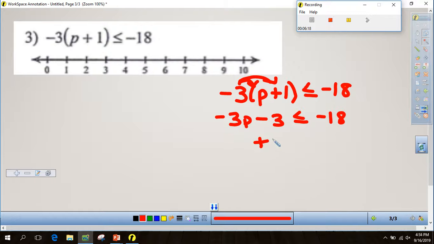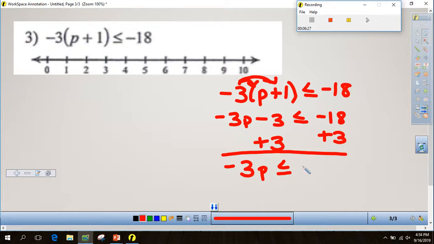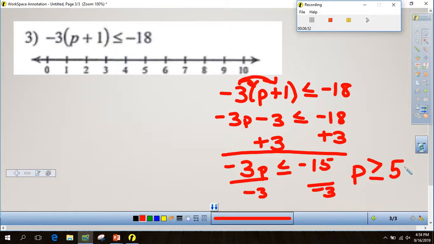We always peel it back in layers, so I'm going to get rid of this 3 first. If I do it to one side, I've got to do it to the other. That leaves me with negative 3p is less than or equal to negative 18 plus 3 becomes a negative 15. If I divide both of those sides by negative 3, when I divide by a negative, I have to change the direction of this sign. So now my answer becomes p, and instead of less than, it is greater than or equal to. A negative divided by a negative is a positive. So I have p is greater than or equal to 5.